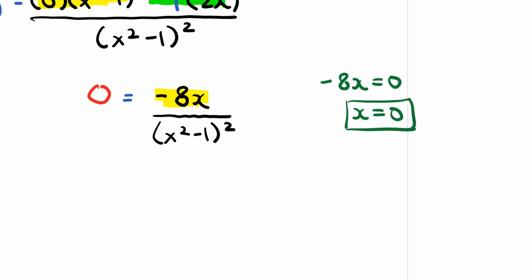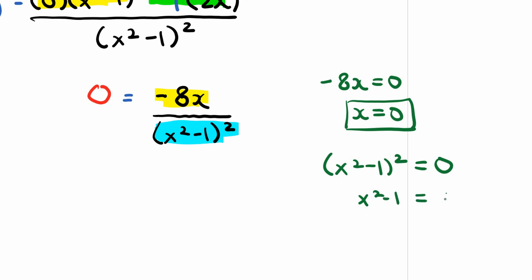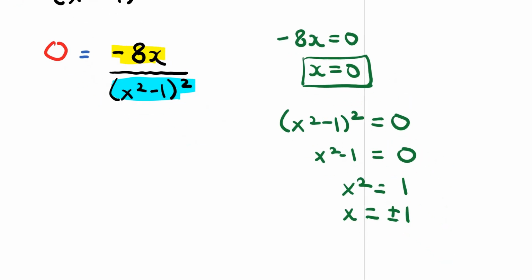And we also stated that the critical points are found when the denominator is undefined, right? So if I take the bottom here and set that equal to 0, that would make the derivative undefined, right? If I solve this, I get x squared minus 1 equals 0, x squared equals 1, and then x would equal plus or minus 1. So we're probably thinking that, hey, these are also critical points because that's when the derivative is undefined.